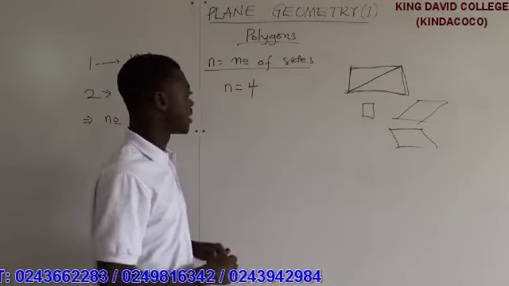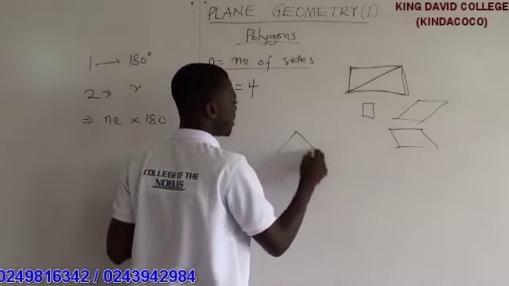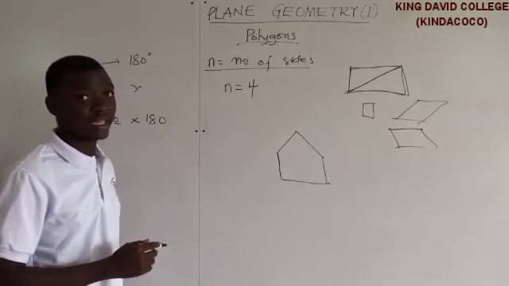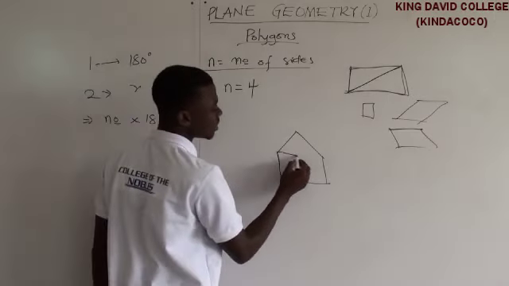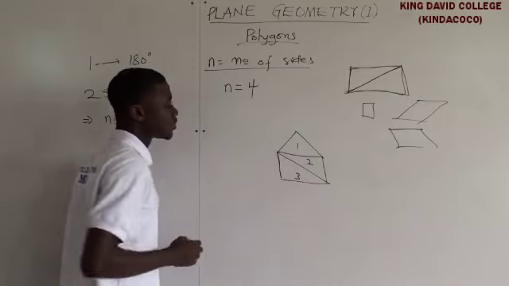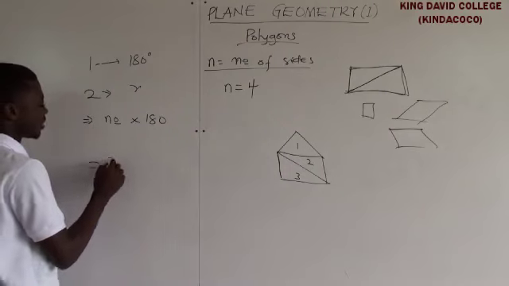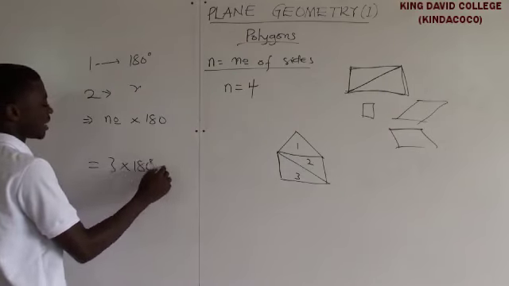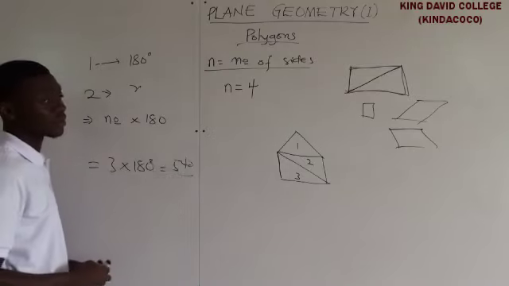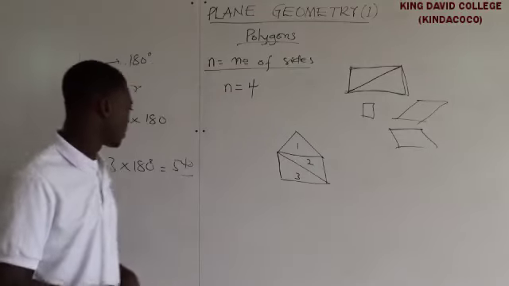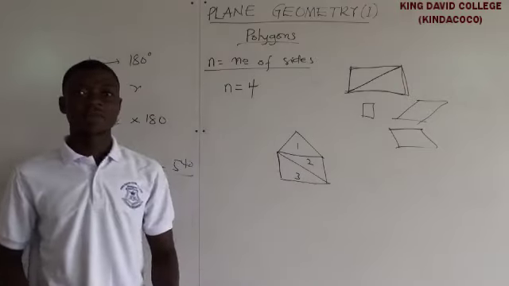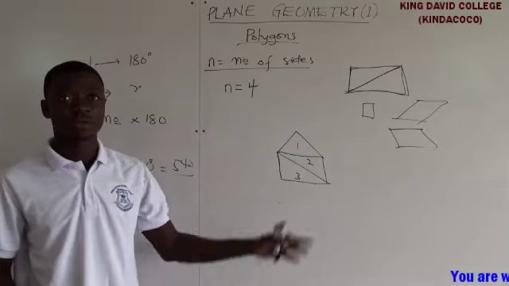Now, if you are given something like a five-sided figure, a pentagon, you can then do this, and then that. How many triangles? 1, 2, 3. So in this case it would have been 3 times 180, and that is going to be 540. So 540 becomes the total interior angle of this specific polygon, the pentagon.